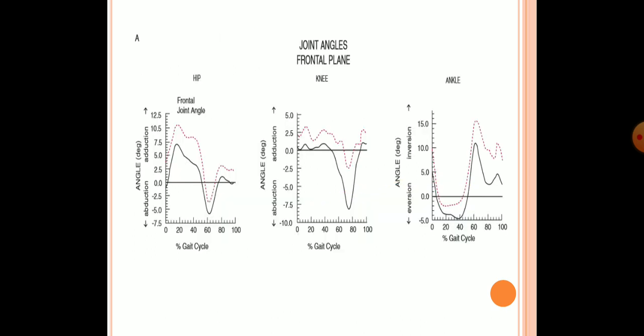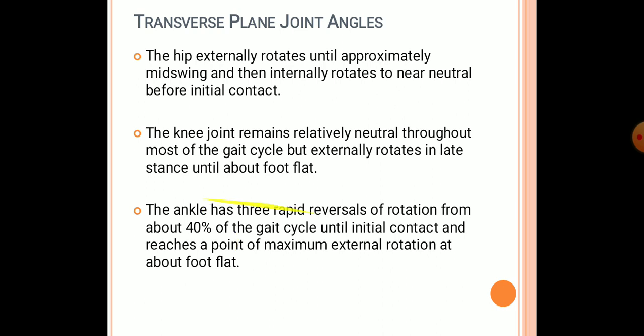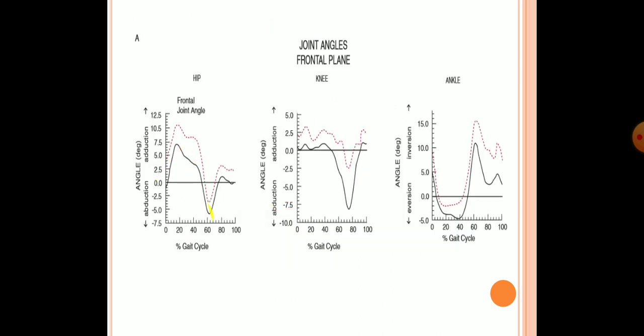So this is the graphical representation of how we can represent the frontal plane movements which are happening in the joints. In the hip joint, as we said, it's almost in a neutral position, but at the beginning of the range of motion it can go into an adduction movement, and at about 60% of the gait cycle, it gives a peak of hip abduction, and again comes back to the normal position.